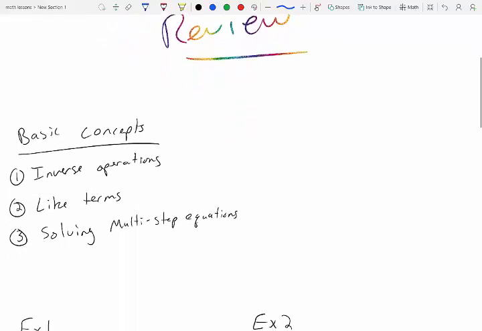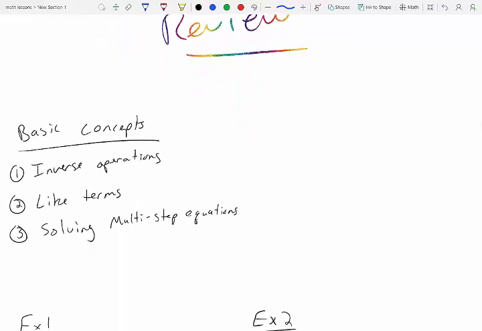So the basic concepts you guys need to know are inverse operations. The inverse of addition is subtraction, the inverse of subtraction is addition, the inverse of division is multiplication, the inverse of multiplication is division. Like terms are anything with the same variable on it. If it doesn't have the same variable, we can't add it or subtract it together.